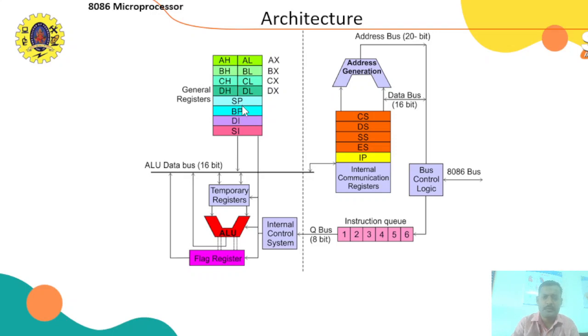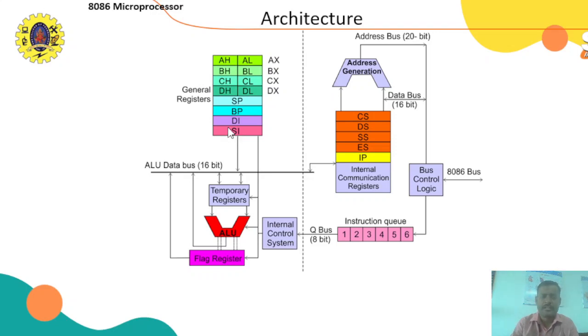And these are SP, BP, DI, SI. These will be used as offset registers. SP is the stack pointer, BP is the base pointer, DI is the destination index, and SI is the source index. These registers are used as offset registers for accessing the data. For the data segment, extra segment, and stack segment, these pointers will be used.